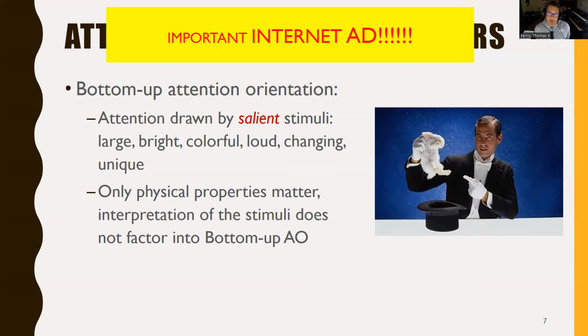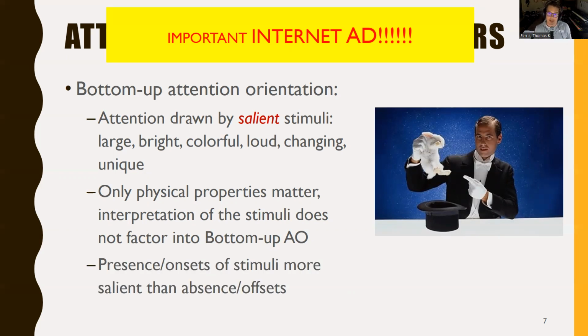Now, when we're talking about bottom-up properties, it's important to remember that only the physical properties of that stimulus matter. The bottom-up orientation is all about what happens on our sensory level, okay? I have not interpreted that loud pressure change, that loud sound wave. I don't know what it was. It was an explosion, let's say. I don't know that it's an explosion. The reason that I'm attracted to it is because it's such a loud thing. I don't even know what it is yet, or it's such a bright thing, okay? So it really doesn't consider the interpretation of the stimulus at all. It's just the physical properties of that stimulus that define that bottom-up influence.